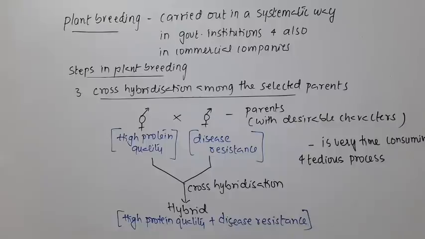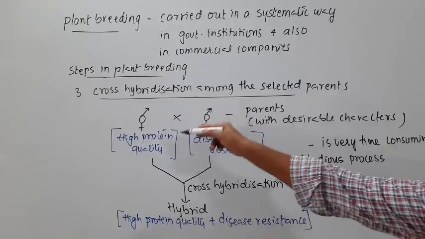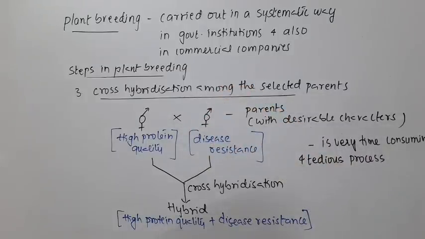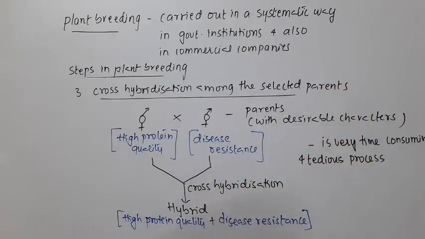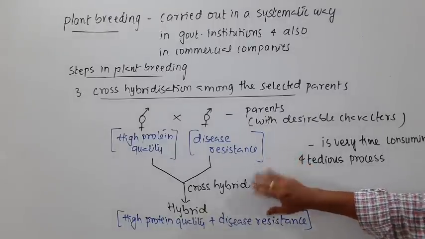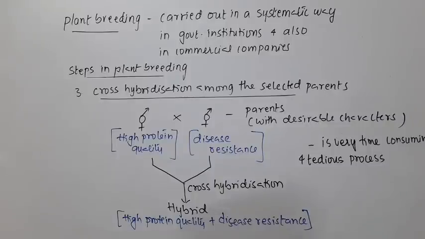Since in this case you have to carry the pollen grain, you have to transfer the pollen grain from the flowers of a male parent to the flowers of a female parent. You have to follow the artificial hybridization steps which we have seen, like emasculation, bagging, and rebagging, and then see the seeds you obtain. Those seeds you have to sow and grow, and see whether those plants have this high protein quality and disease resistance.